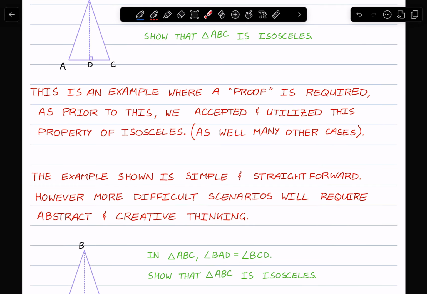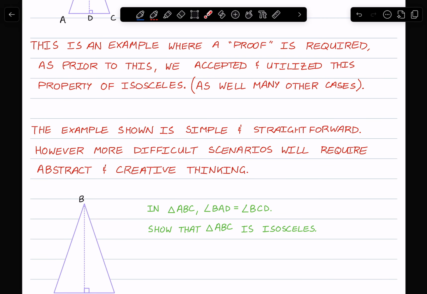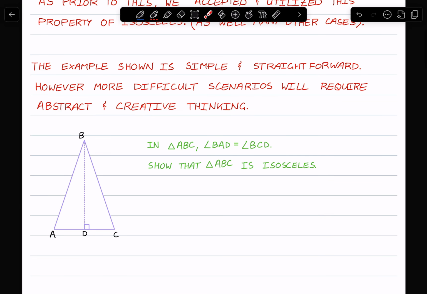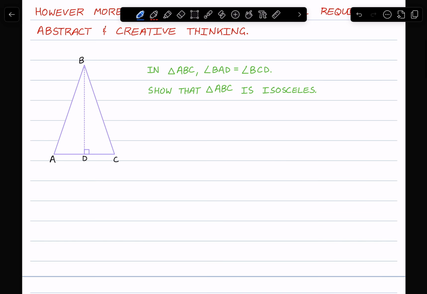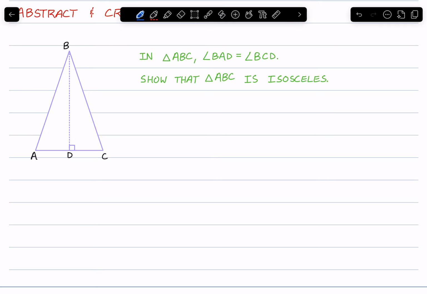This example shown is simple and straightforward, but you'll see that using congruency, we can require more abstract and creative thinking in order to prove a lot of these properties that we've simply accepted and used. So here's how we do it. You can pause and follow along, but you'll quickly pick up that it's rather straightforward, that it's just a matter of finding some sort of congruent triangles.